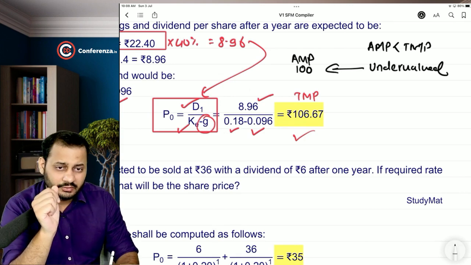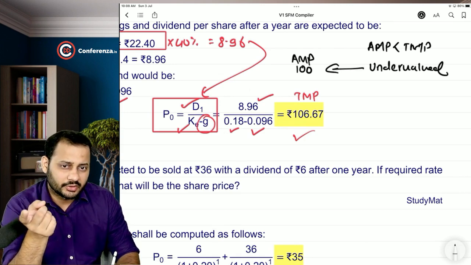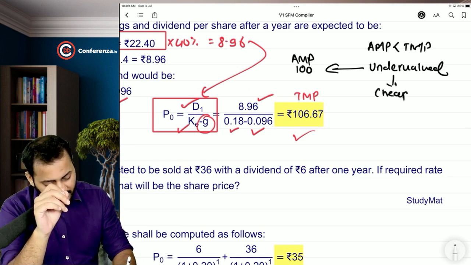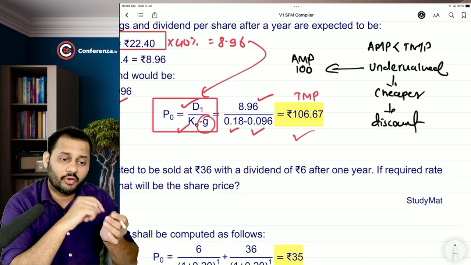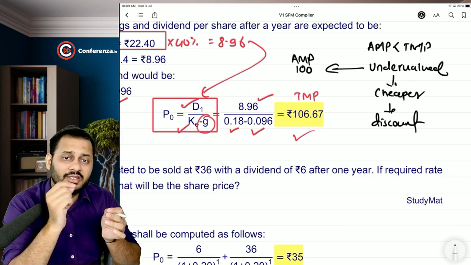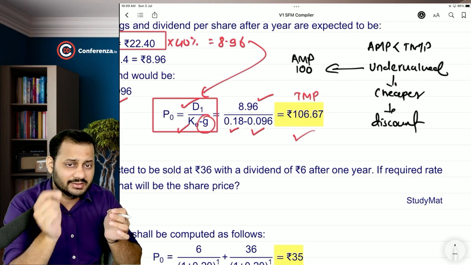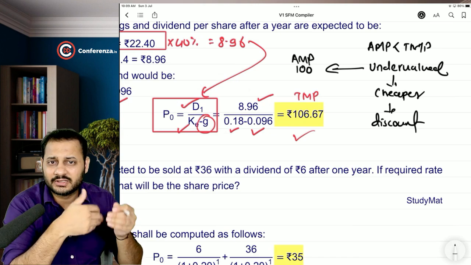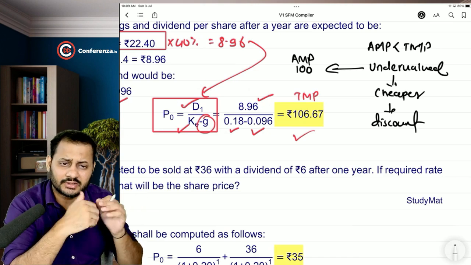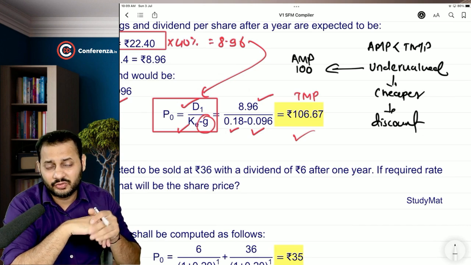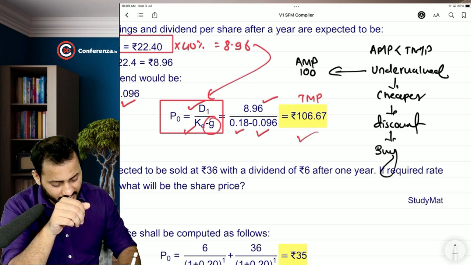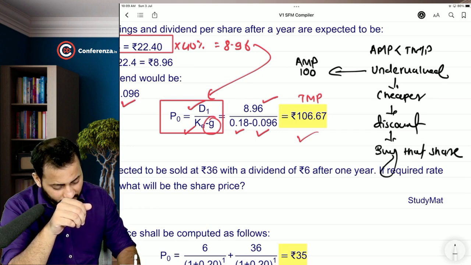This is undervalued, na? Valuation depends on the actual market price. So 100 is less or more? Less. Under. We will call it as a cheaper rate. We can also call it as selling it at discount. Why discount? Because according to us, it should have been sold at 106.67. But it is now available at 100. That means according to our theory, there is a discount of 6.67 rupees on this share. And that's why we will call it as selling it at discount, selling cheaper, or selling undervalued. That's why we are going to buy that share. Write down this in your compiler itself.